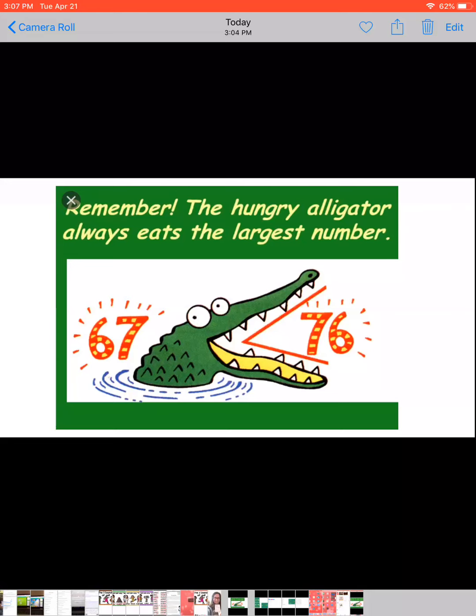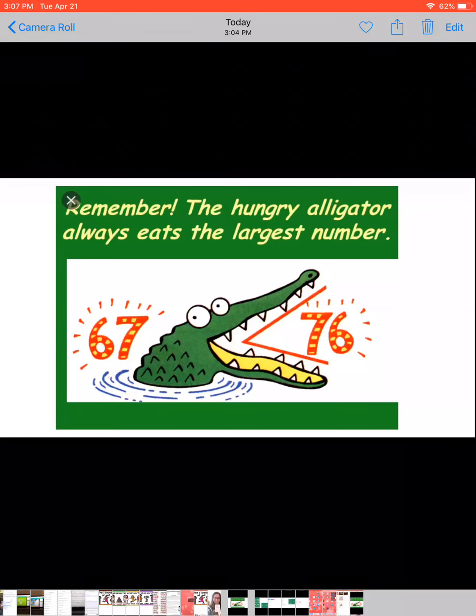Hi boys and girls, today in math, you just watched a BrainPOP video on greater than and less than, and they taught you a little bit about the greater than and less than symbols, and they used an alligator. The reason they used an alligator was to give you a way to remember which way the symbol goes. Remember, the hungry alligator always eats the largest number. Okay, so you see that the alligator is eating 76. And the reason it's eating 76 is because 76 is greater than 67.